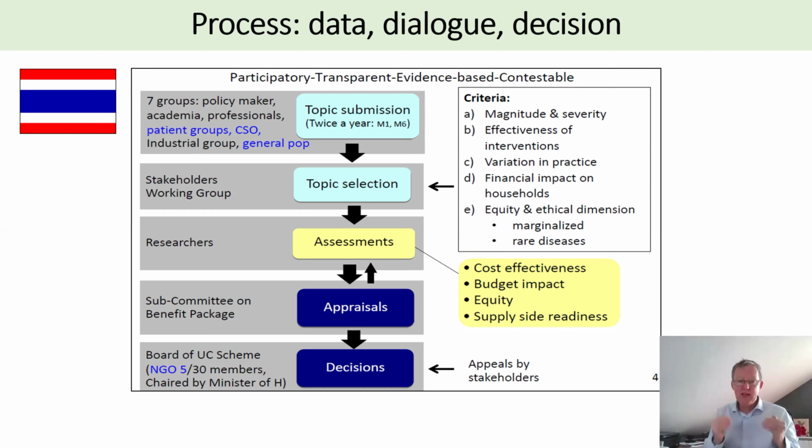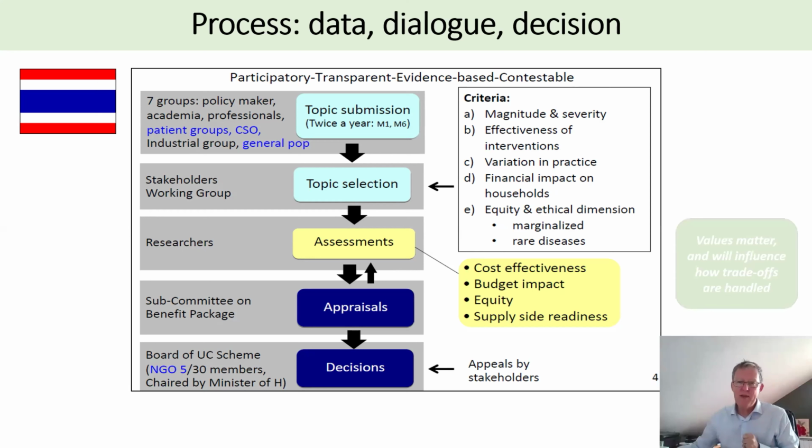Then next down, kick it to researchers to do much more detailed assessment on the selected topics. This is the yellow box here: cost effectiveness analysis, budget, what's the impact on budgets, is it affordable, are there equity considerations, and again, is that supply side readiness there? And just quickly running through a subcommittee, we'll do some appraisals, maybe kick it back to the researchers, and ultimately it goes back to the board. Actually, I didn't mention at the beginning, this is just for the universal coverage scheme in Thailand, which is now the largest one in terms of population coverage, for sure.